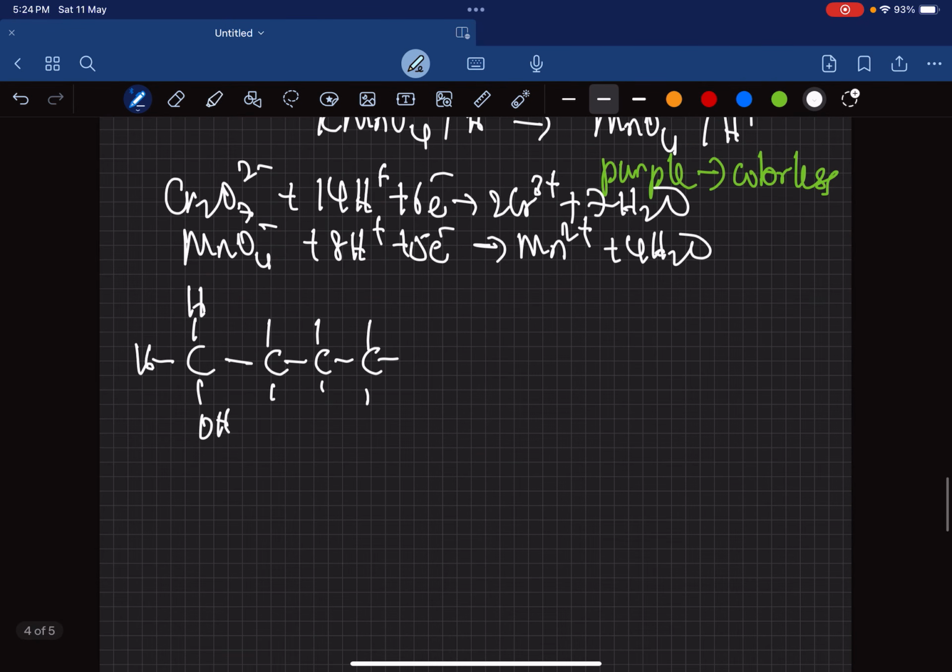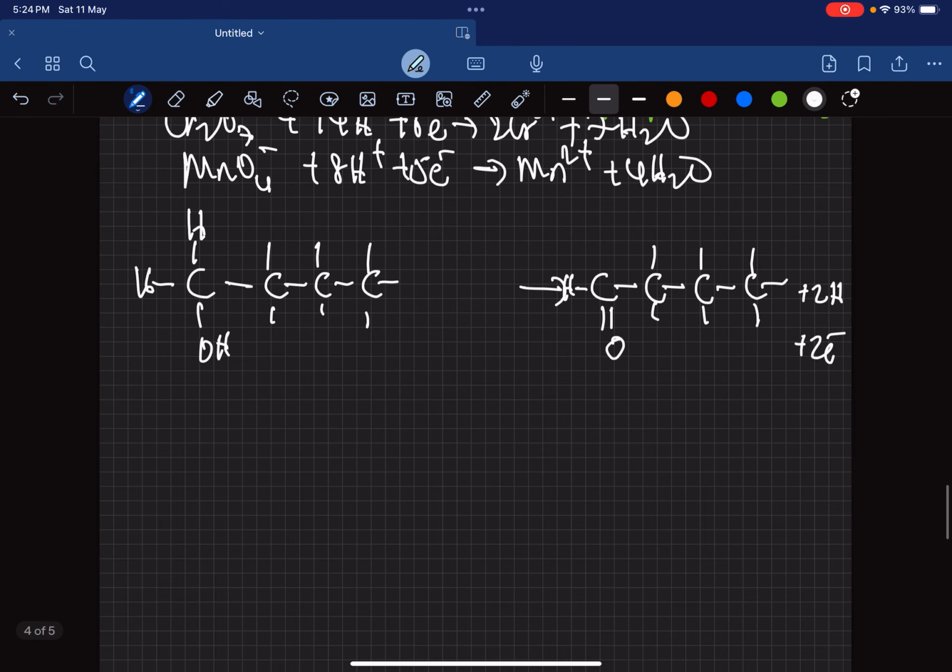So a primary alcohol can be oxidized to become an aldehyde initially. If the question does not mention excess oxidizing agent or limited oxidizing agent, does not mention anything, then it's up to you, whether up to aldehyde or carboxylic acid. It's totally up to you. So in this case, when you balance this equation, it'll be 2 hydrogens plus 2 electrons. That's how you balance the equation.